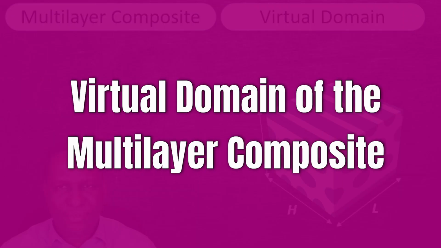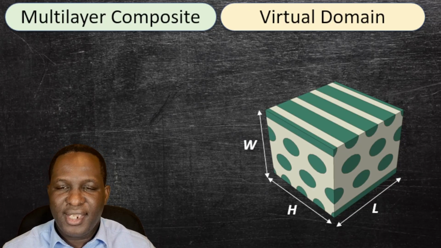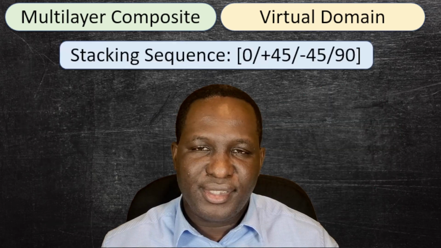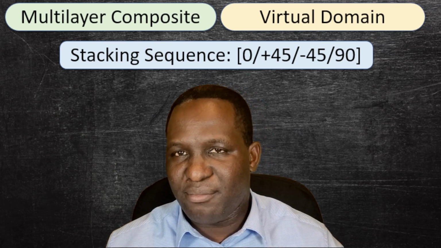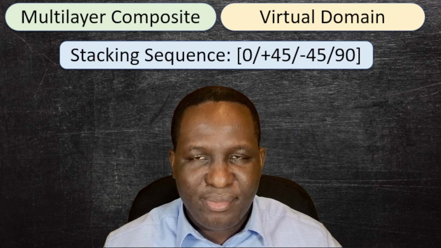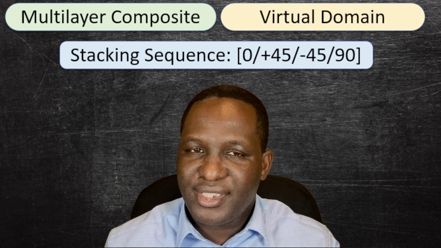So let's think about the virtual domain that we're going to create. So this is a representative volume element of a multi-layered composite. It's a cubic RVE with length, width, and height specified, and the fiber diameter we're looking for here is a 5 micron diameter. It's going to be a 2D6. So the stacking sequence that we're going to be modeling here would be a 0, 45, plus 45, minus 45, and a 90-degree stacking sequence. It's not necessarily symmetric, but we just want to show the possibility of modeling different angular orientations.